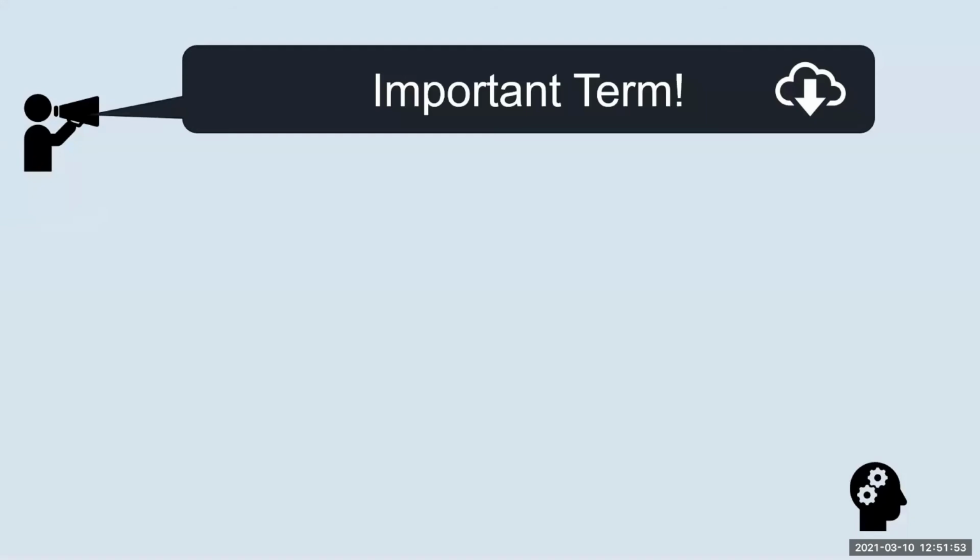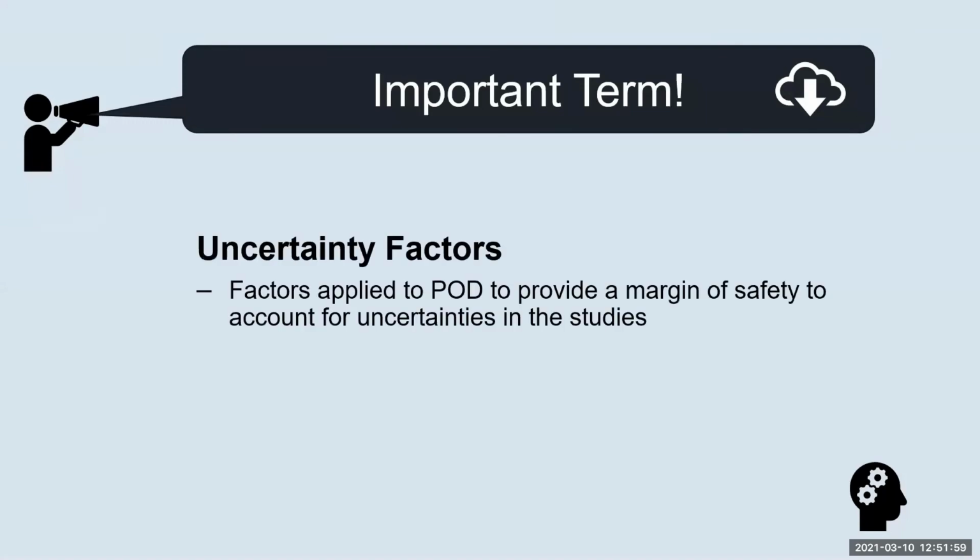This is how we derived or recommended TWAs for threshold-based chemicals. Important term, again, uncertainty factors. Uncertainty factors are factors, 10 or more, that apply to the point of departure, the no observed adverse effect level, or LOAEL if there isn't a NOAEL, whatever point of departure for the critical effect, to provide a margin of safety to account for the uncertainties in the studies.